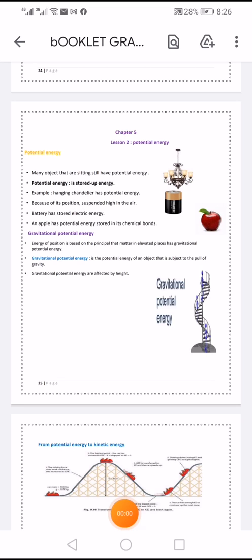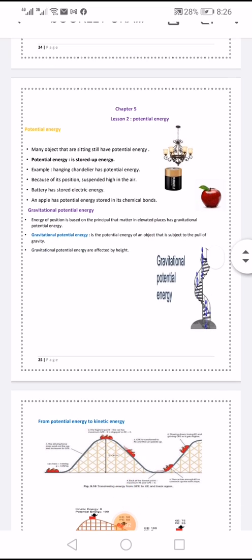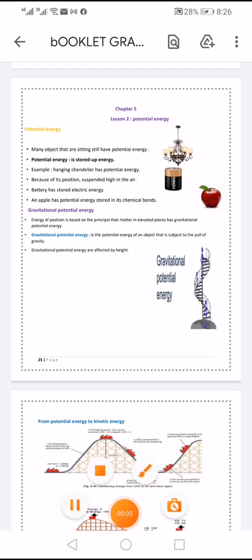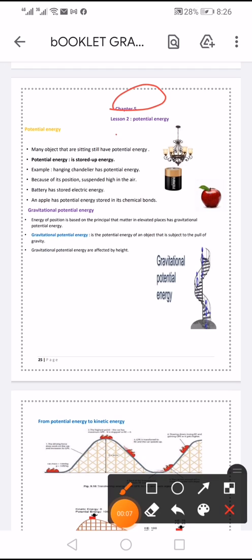Hope you are great. Today we are going to take chapter 5, lesson 2, potential energy. Many objects that are sitting still have potential energy. What's meant by potential energy? Potential energy means stored up energy, stored energy.